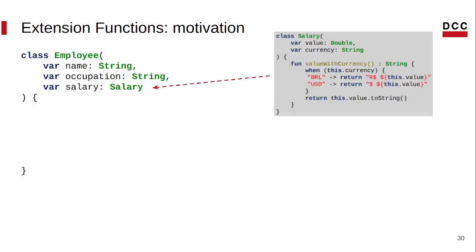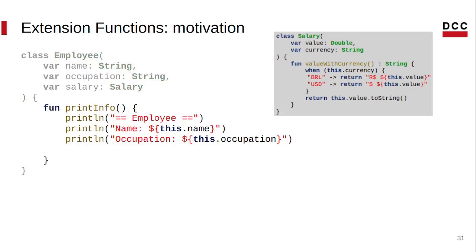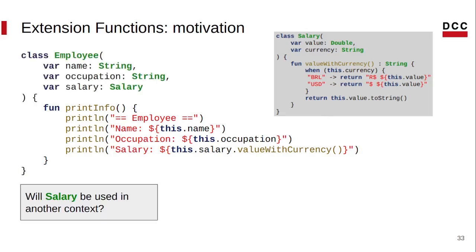We can rewrite our employee class using the salary class as the type of the salary attribute. The printinfo method keeps printing the general information about the employee. But now, the salary itself will be responsible for returning the correct format that will be printed. Okay, but let's consider the solution. We have created another abstraction, a class in this case. Does this class serve any other purpose in our code? Or are we using a sledgehammer to crack a nut?